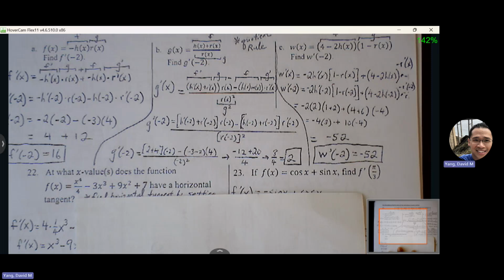Number 22, it says, where does the function have horizontal tangent? So I want you to visualize what that means. Horizontal tangent is where these points are, right? And that means this is when the slope is what? Slope is 0. And another word for slope is f prime. So we're just setting f prime equal to 0 to figure out where these graphs are actually hitting these slope zeros. So slope zeros means horizontal tangents.